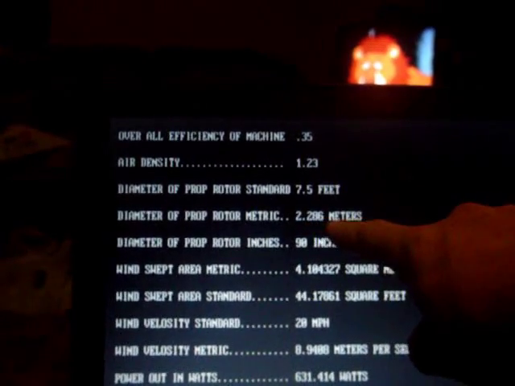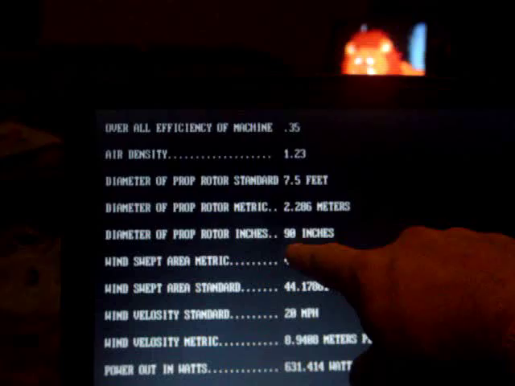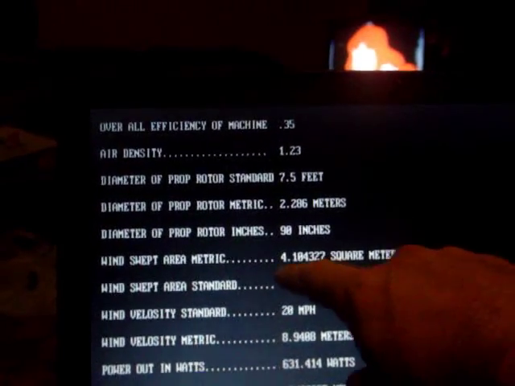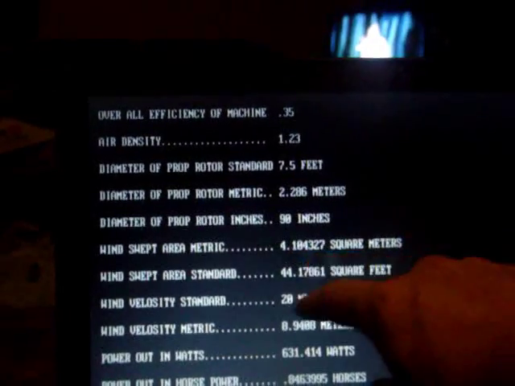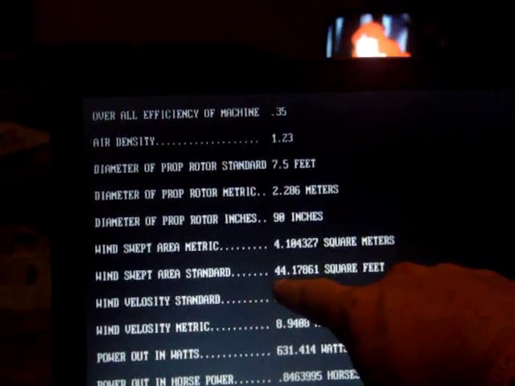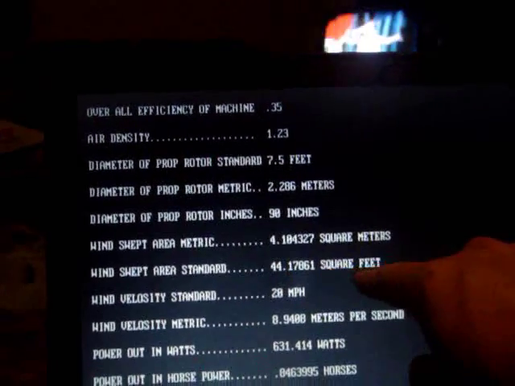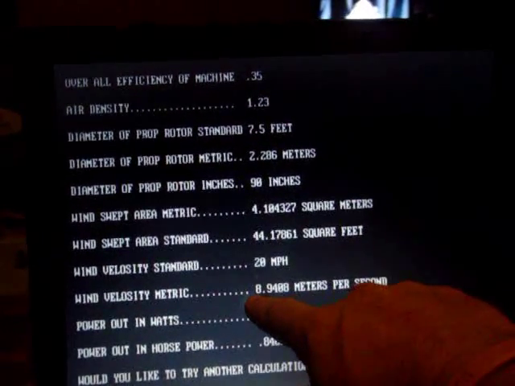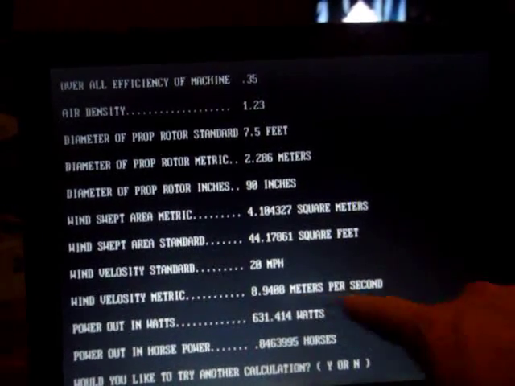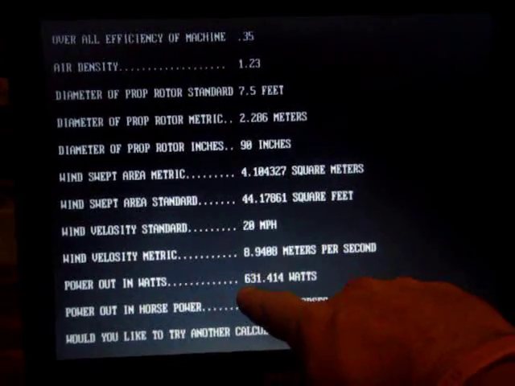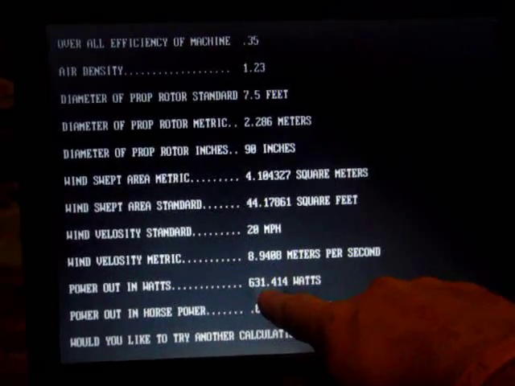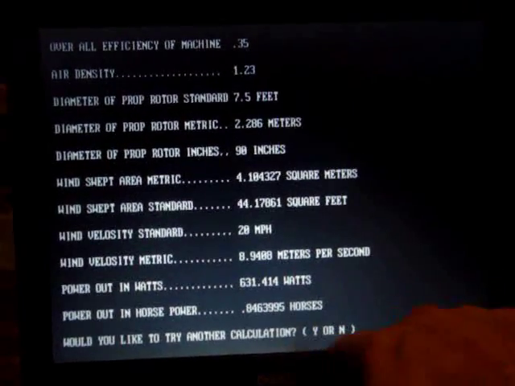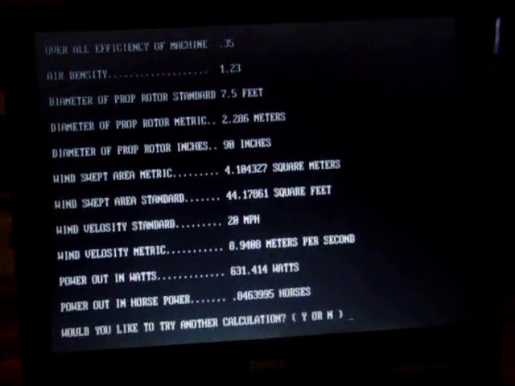And 2.286 meters. The diameter of the prop in inches, 90 inches. Windswept area in meters, 4.104, and windswept area in standard, 44.17 square feet. Wind velocity standard, 20 miles an hour, that's 8.9408 meters per second. Power out in watts, we're looking at 631 watts, that's 0.846 horsepower.